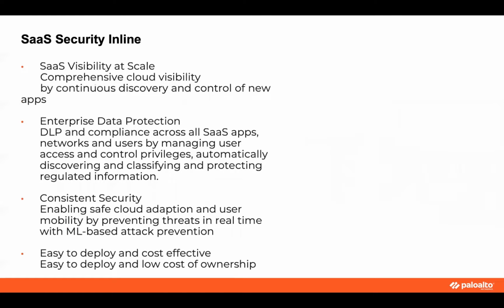SaaS Security Inline provides comprehensive visibility by discovering and controlling new applications. The enterprise data protection features provide data loss prevention and compliance across SaaS applications, network, and users. This is done by managing user access and controlling user privileges, in addition to automatically discovering, classifying, and protecting sensitive information. Consistent security by enabling safe cloud adoption and user mobility and preventing threats in real time using machine learning attack preventions. It is very easy to deploy and cost-effective.